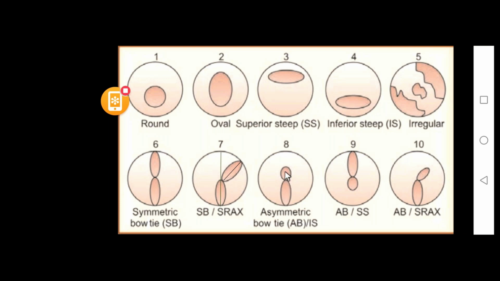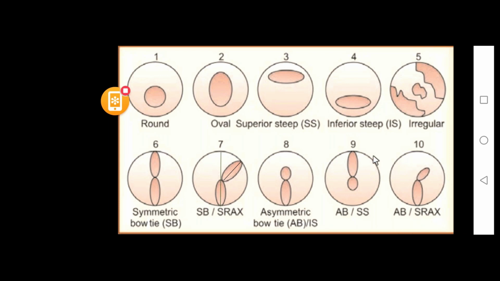And the next is an asymmetric bow tie. In an asymmetric bow tie, it could be an inferior steep pattern or it could be a superior steep pattern, right? And then there is something known as a symmetrical bow tie along with skewed radial axis. Now I'll tell you how to evaluate the skewed radial axis and what is the importance of it in the next slide. And there is something known as an asymmetric bow tie along with skewed radial axis.